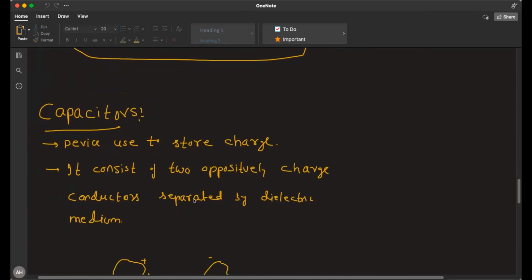Taking two conductors, the conductors should have opposite charge and they should be separated by a dielectric medium. This is how we obtained a capacitor. Two conductors separated by a dielectric medium.